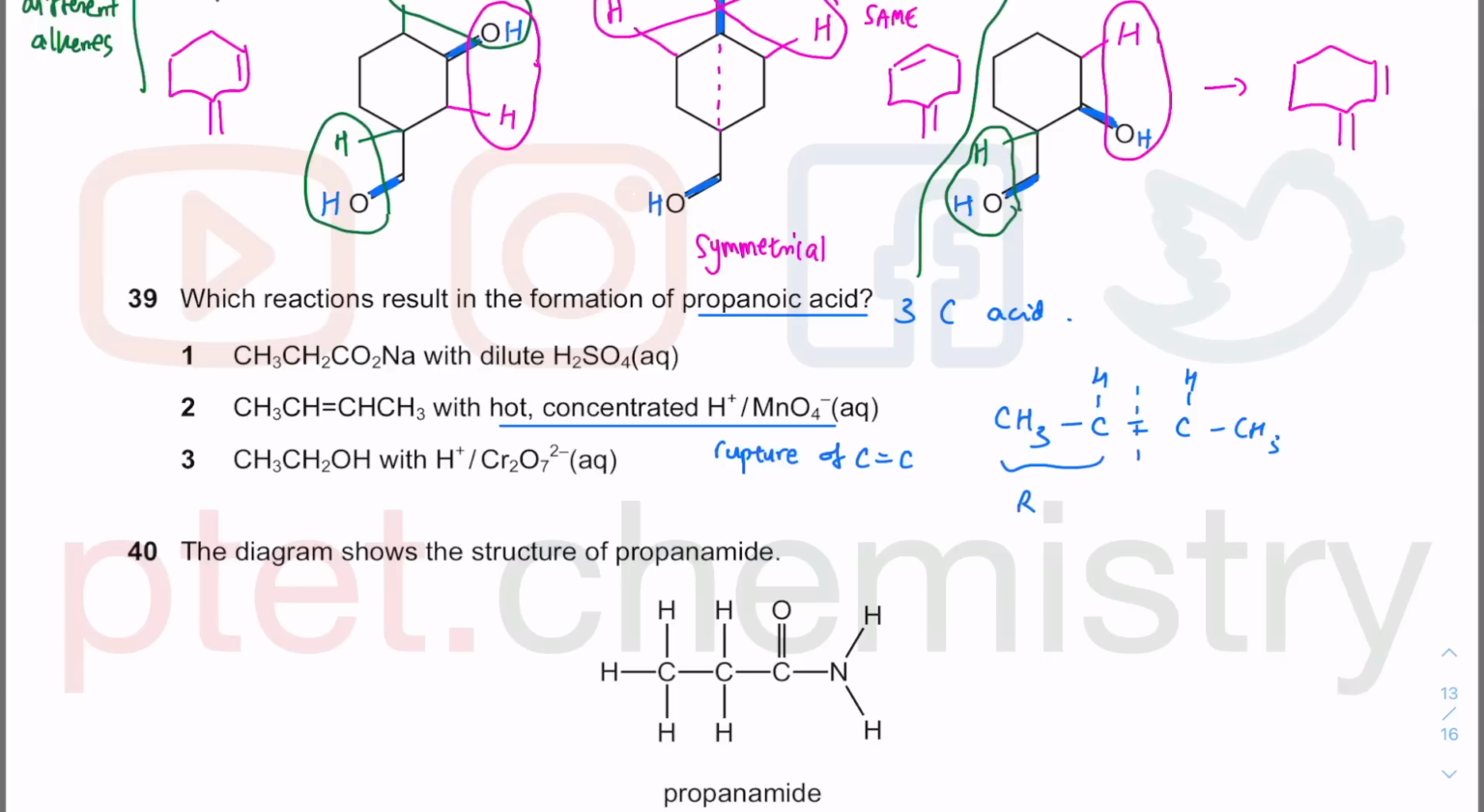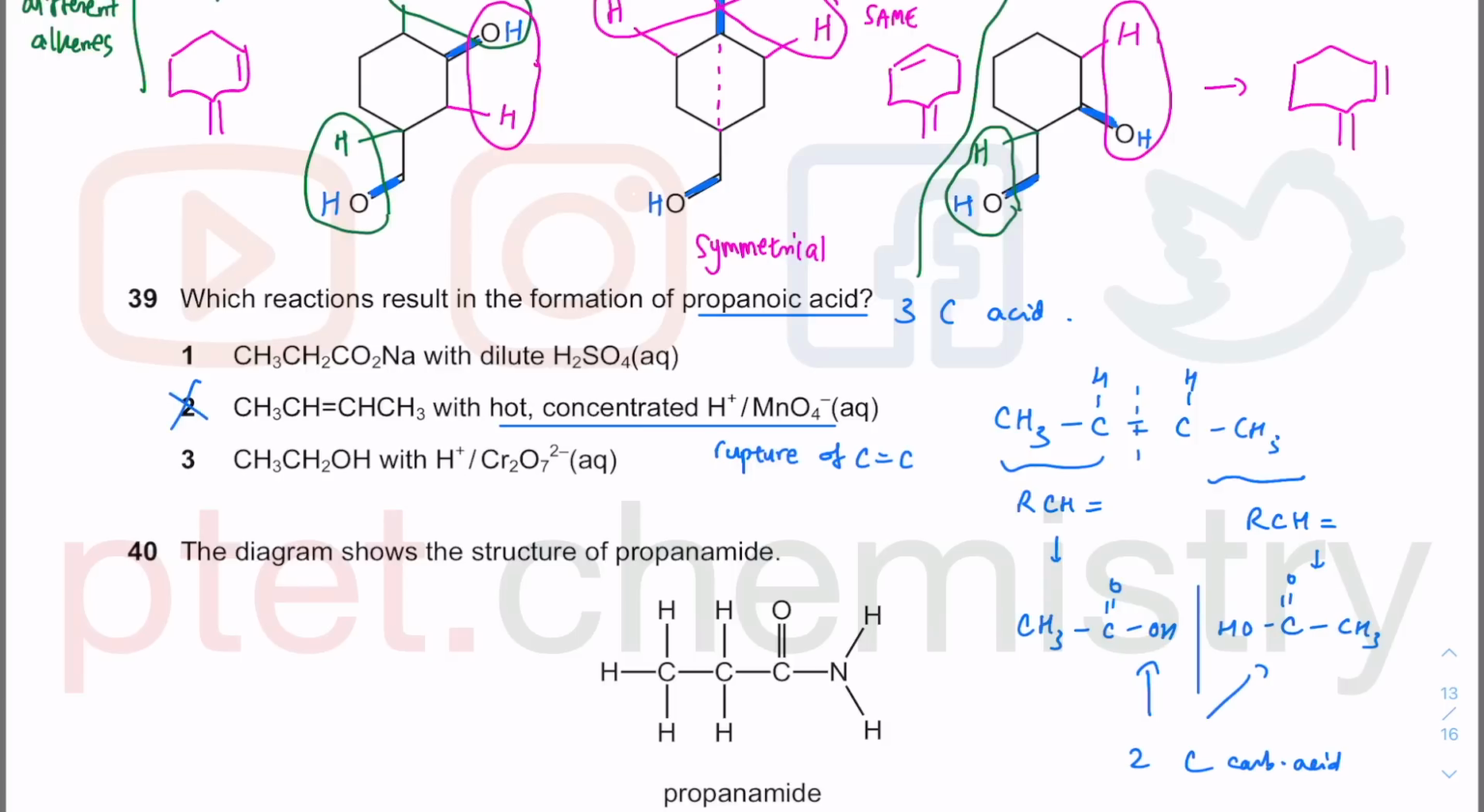This is an RCH double bond. They will give you the carboxylic acid, so CH3COOH. Whereas this side is also an RCH double bond. They will also give you the carboxylic acid, so COOH, CH3. And guess what? Both of them are 2-carbon carboxylic acids. So none of them is a 3-carbon carboxylic acid. Number 2 is wrong. Therefore, only one can be correct there. Hopefully that makes sense, yeah?